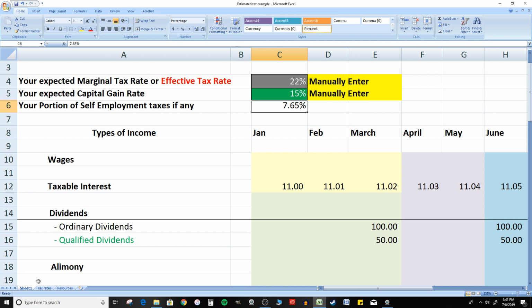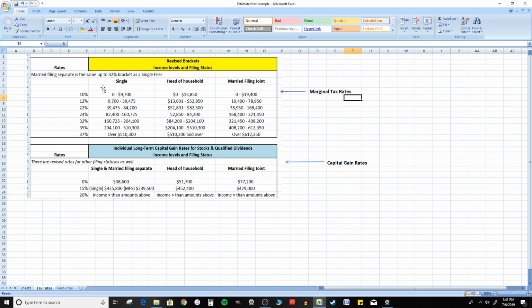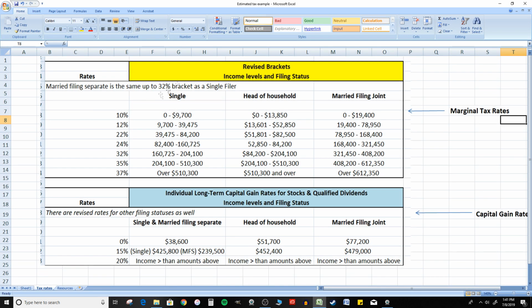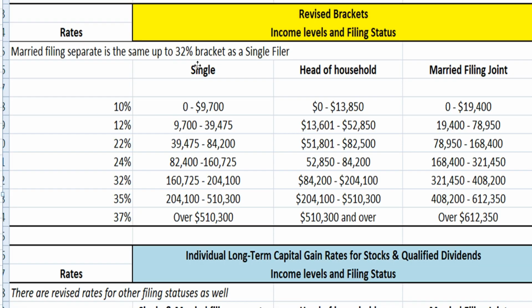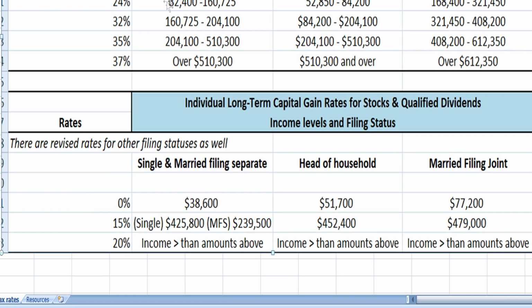If you're looking at this and you're like, Mike, I don't know anything about tax rates, where do I find that information? Don't worry, I got you covered. On the second tab down here, I've included the marginal tax rates, and this is based on different filing status. Whether you're single, head of household, married filing joint, you can find your income range and you'll find your marginal tax rate in there. What about capital gain rates? We got you covered there, so don't worry. I've dropped those rates right here.